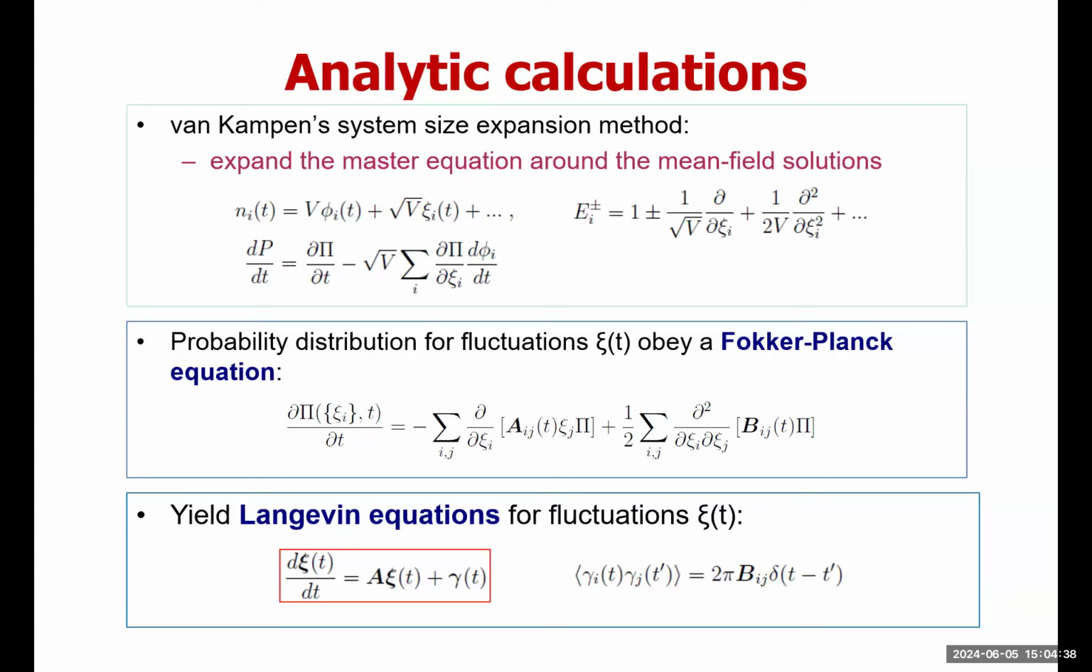So then what do you do? I'm just going to tell you how you do the mathematics, but I'm not going to go into it. What you do is an expansion around the mean field solutions. So if n is an integer and phi is a density, then n over V is the density. So n is V times the density, and then you write down an expansion in terms of inverse powers of V, and then you can show that the probability distribution for these fluctuations, like psi, obeys this equation.